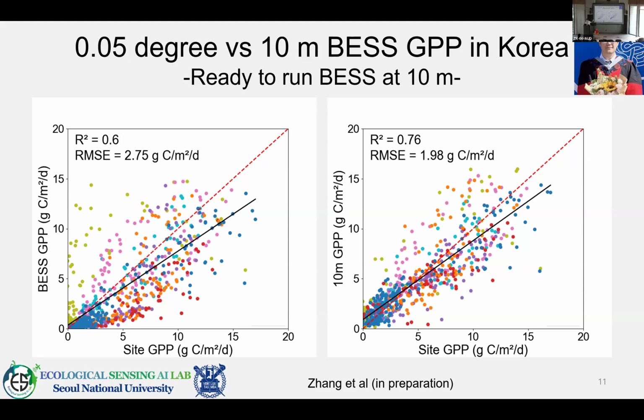The left figure is the result for multiple flux towers in South Korea, and you can see it is scattered. But on the right side is the site GPP versus the 10-meter BESS simulation, and you can see it agrees very well, because of, I think, the power of resolution. South Korea is very heterogeneous and very complex, so we need fine resolution maps. And then let me move on, due to time.